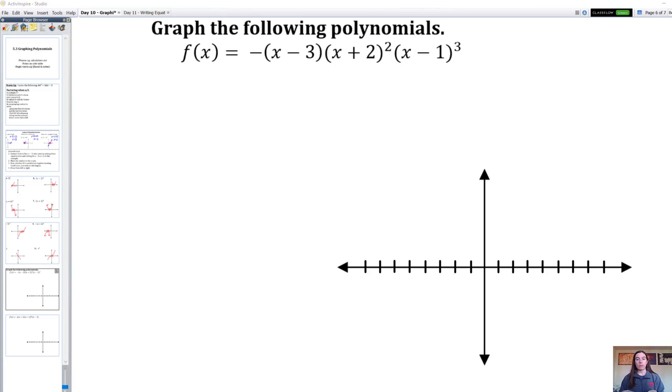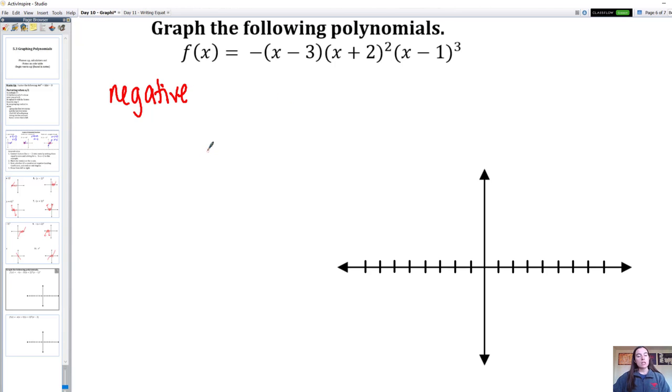Now we're going to put it all together. We're going to use our end behavior and our zeros to figure out what this graph actually looks like. Our first one, we have f of x equals negative x minus 3 times x plus 2 squared times x minus 1 cubed. The first thing I'm going to do is look at my sign out front. We have that negative sign there. That tells us it's a negative polynomial.